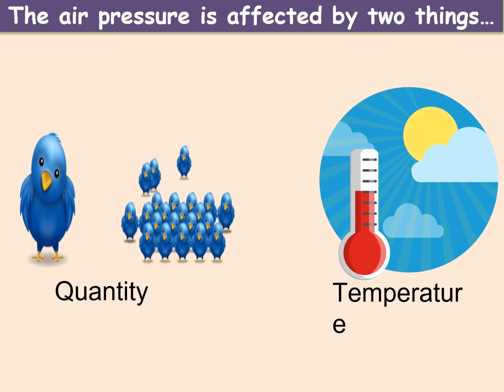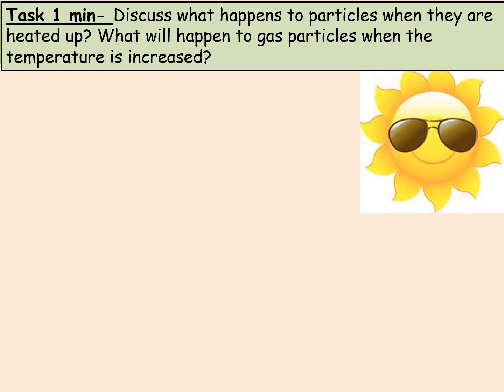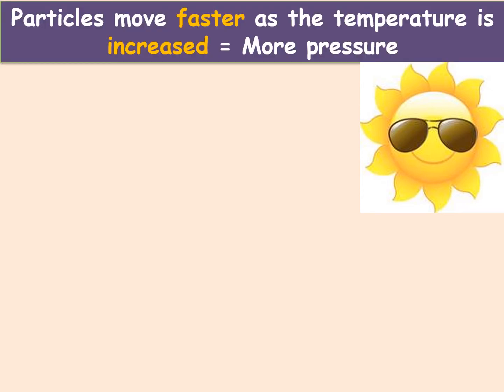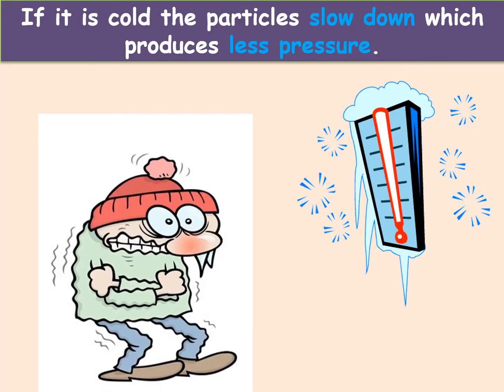So we've spoken about the quantity of particles, and now we're going to look at the temperature. Discuss or think about what happens to particles when they are heated up. What will happen to gas particles when the temperature is increased? Think about your particle theory. So we know that as particles get heated up, they begin to move faster. As temperature increases, faster particles means more pressure. So on a hot day, you're under more pressure because particles around you have more energy. On very cold days, you're under less pressure because they don't have as much energy.